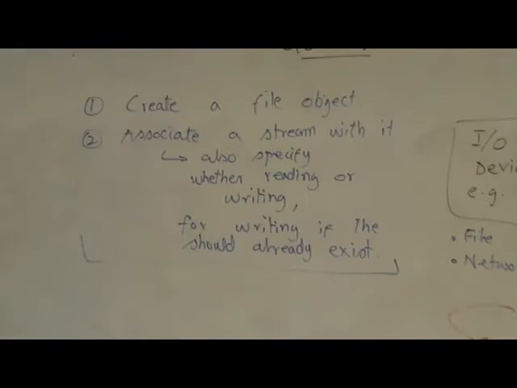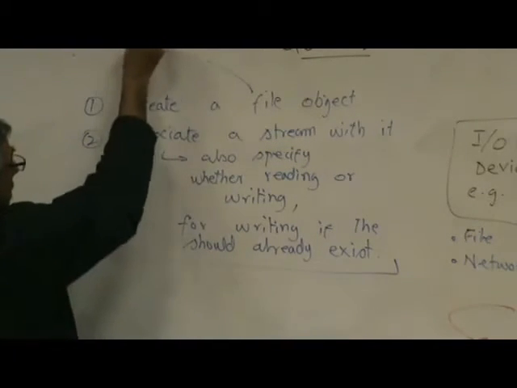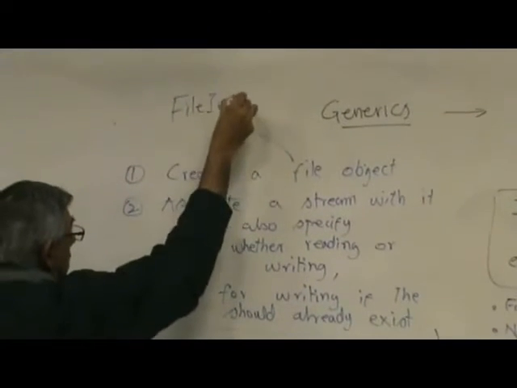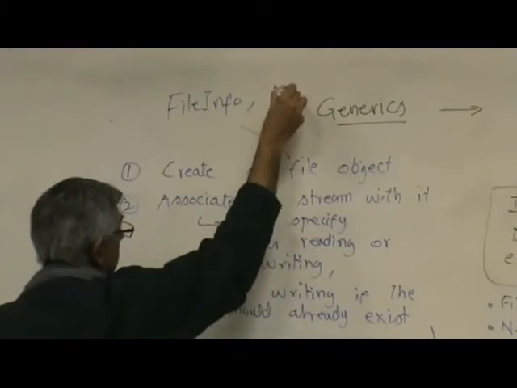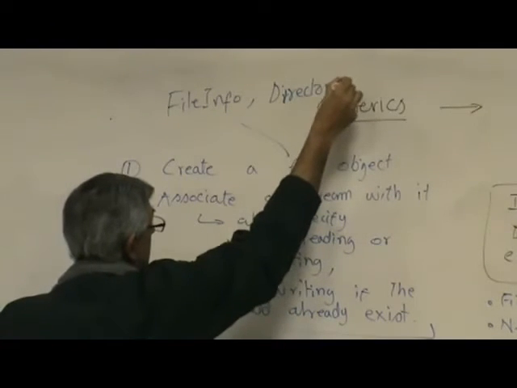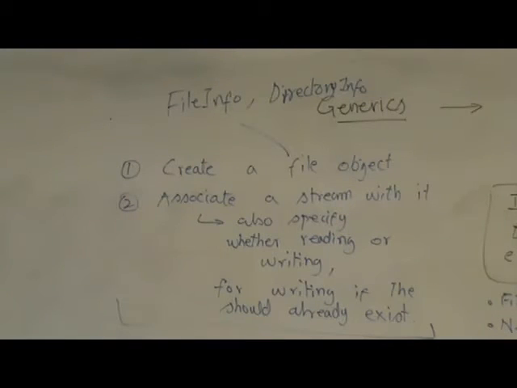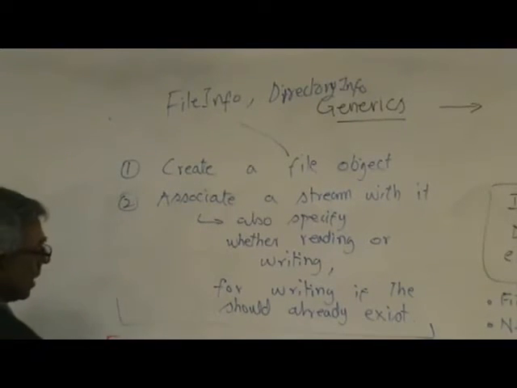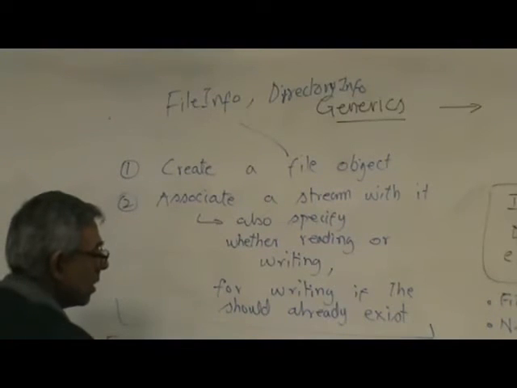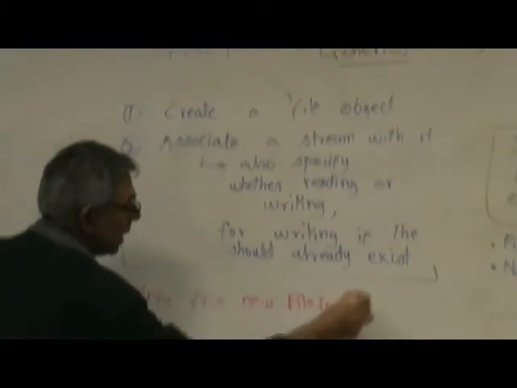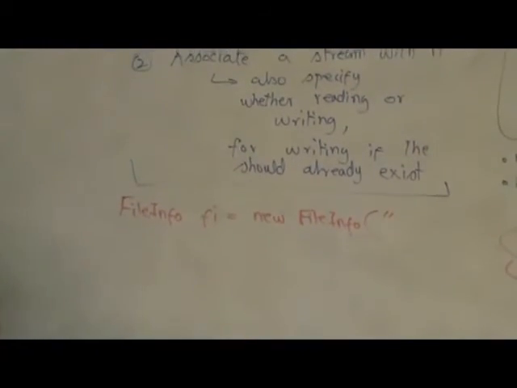So there is a class called FileInfo. Sorry. So we have two classes called FileInfo and DirectoryInfo in the .NET library, which allow us to explore a directory and pick up a file, so that we can read or write to it. Okay. So here's a typical code. So you will say, for example, FileInfo fi equal to new FileInfo, and then in the constructor you will specify the file name.